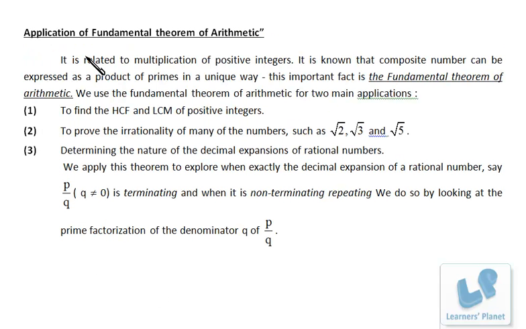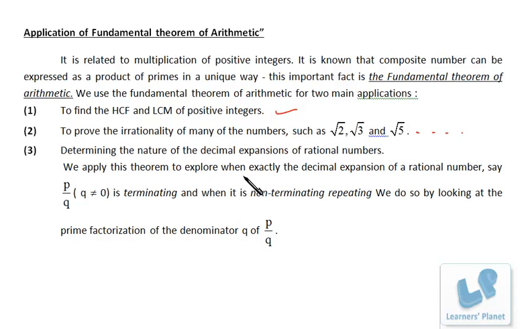So let's discuss the application of the fundamental theorem of arithmetic. Now it's related to multiplication of positive integers. It is known that composite numbers can be expressed as a product of primes in a unique way. This important fact is the fundamental theorem of arithmetic, right? Now we use the fundamental theorem of arithmetic for two main applications. First of all, to find the HCF and LCM of positive integers. Then to prove the irrationality of many numbers such as root 2, root 3, root 5, something like that. More and more examples are there, right? Then the third is to determine the nature of the decimal expansion of rational numbers, right?